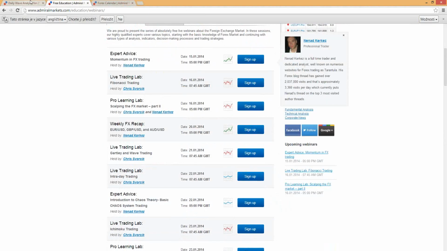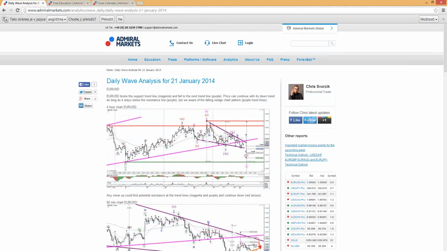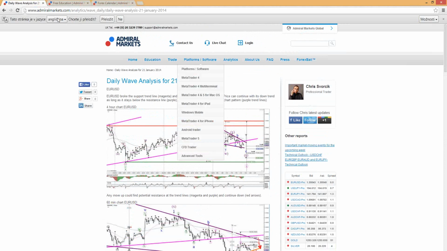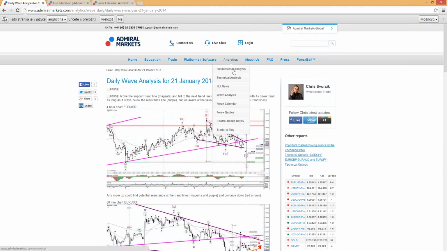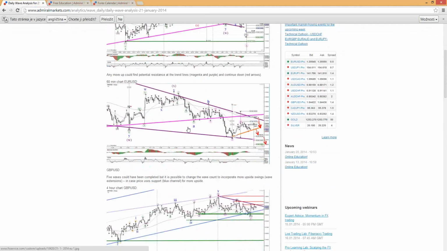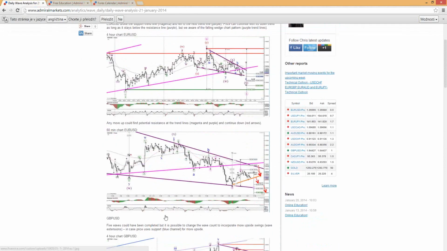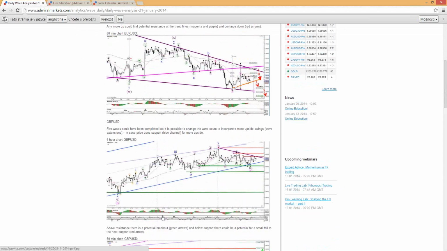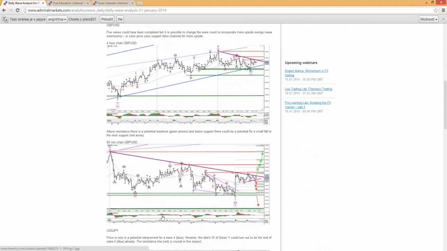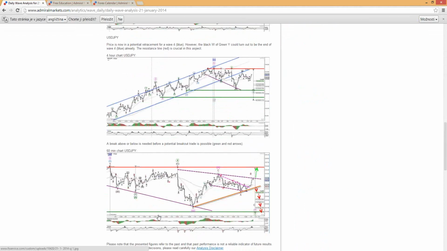Regarding that wave analysis, just a small promotion for my own wave analysis. You can find that by going to admiralmarkets.com, going to analytics, clicking on wave analysis, clicking on the newest day, and it's of course 21st of January today, and then you can see the euro, pound, and dollar yen. So it looks bearish for the euro. Pound could break either way. Dollar yen could break either way.